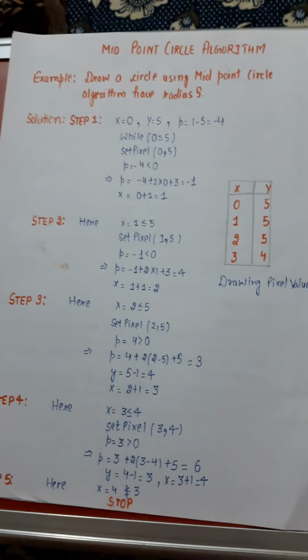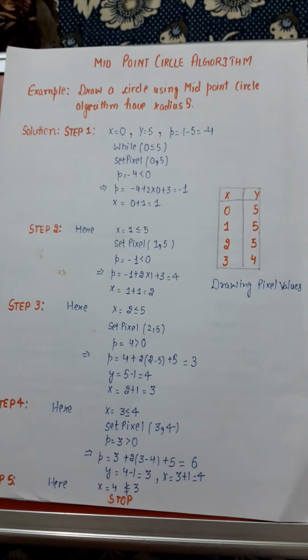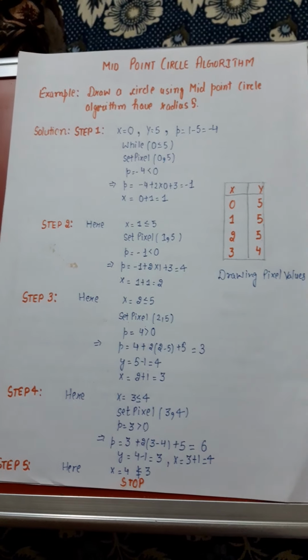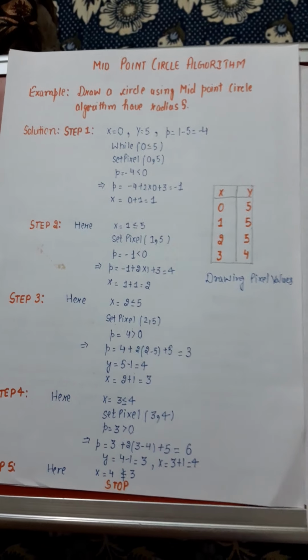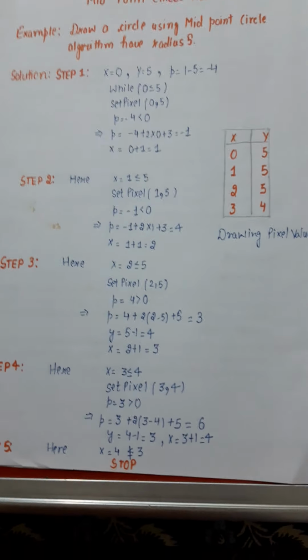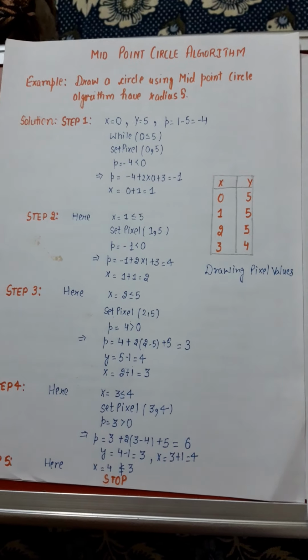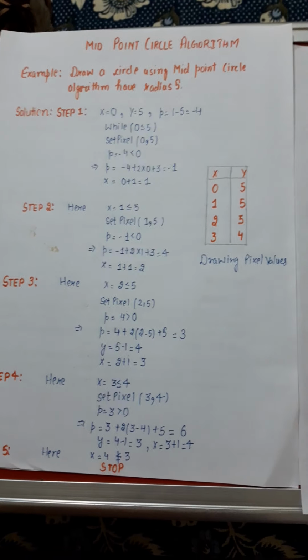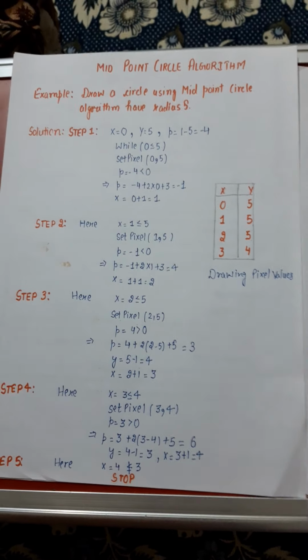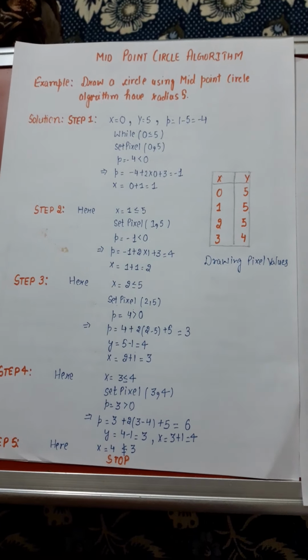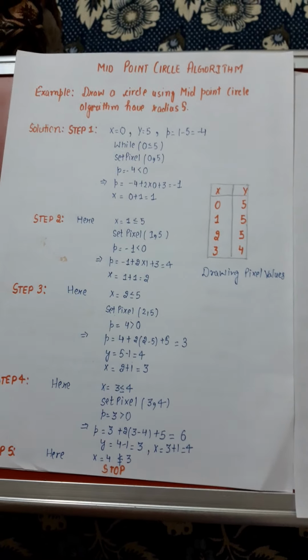In the next step, we see that x equals 3, less than 4. We continue with the loop. We set the pixel as 3 comma 4, and the p value is 3, greater than 0. So again we calculate p equals p plus twice of x minus y plus 5, where x equals 3 and y equals 4. So it comes out as 6. In this case, we decrement the value of y by 1, so y becomes 3, and increment the value of x by 1.